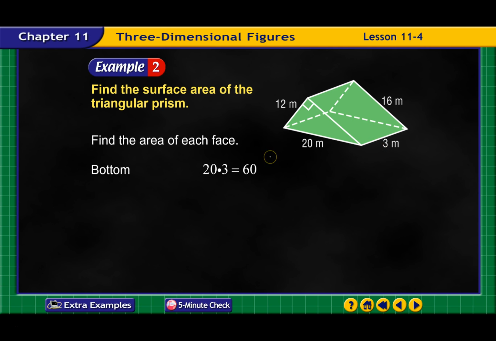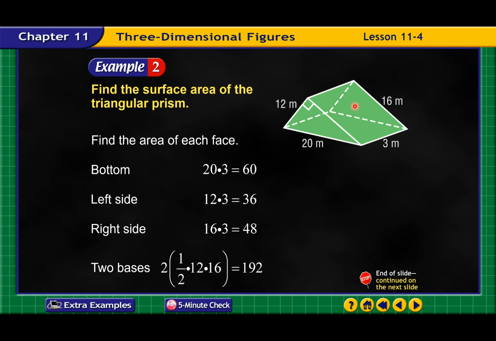So they did the bottom parts here. So they did this one first. So bottom, they're going to do the left side, 12 by 3. So they're doing this square down here. So 1, 2. We're going to do the right side, which is going to be 16 and 3. So that's this square. So they've worked their way around. 1, 2, 3. And then the value of two bases.